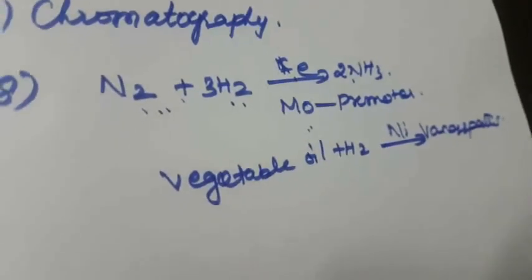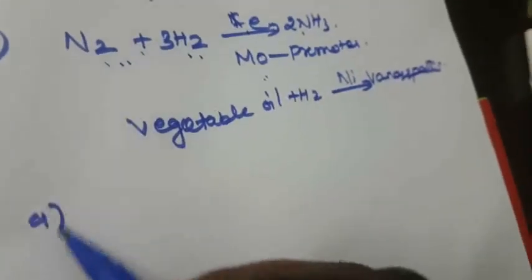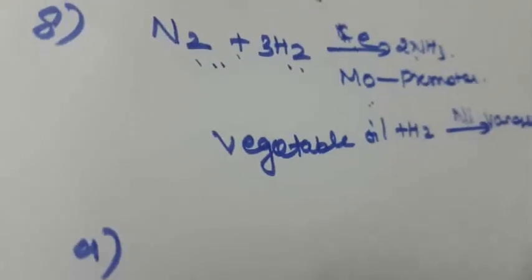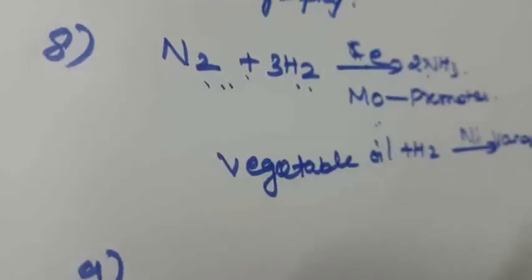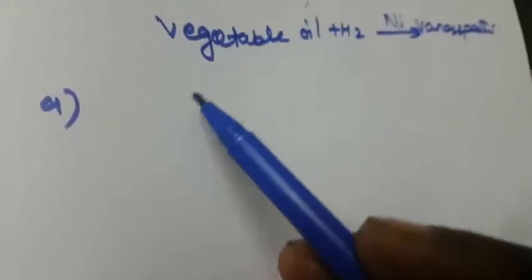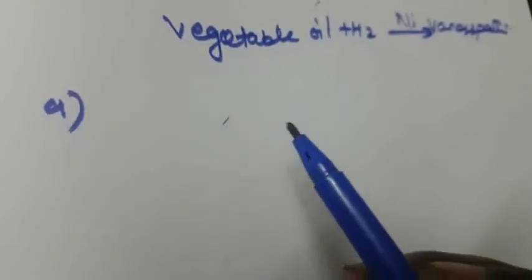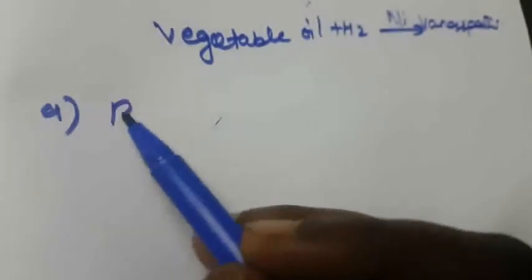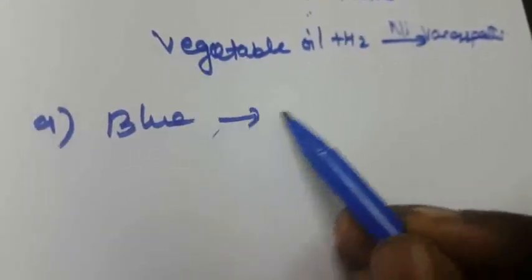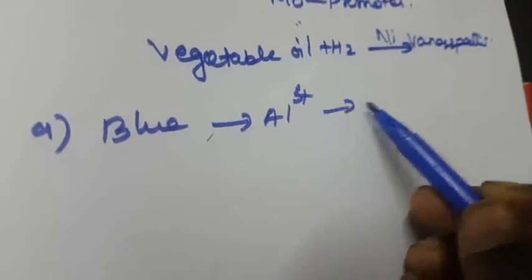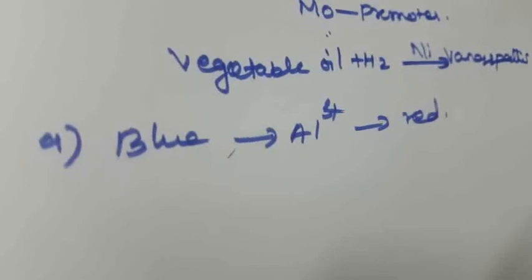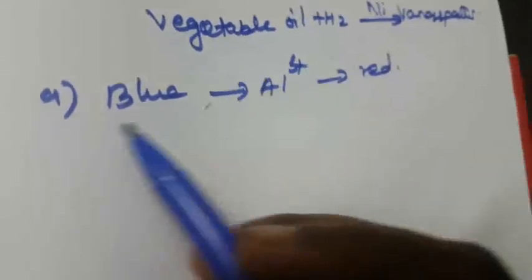And another one is qualitative analysis. What is meant by qualitative analysis? Salt analysis, whether a substance is present or not. We already studied the salt analysis. For example, the aluminum reagent: when blue litmus solution is added to the aluminum ion, red coloration is seen. To the blue solution we add the Al3+ ion. What is the color change? It is red, because it is adsorbed on the surface. So this is also used in qualitative analysis.